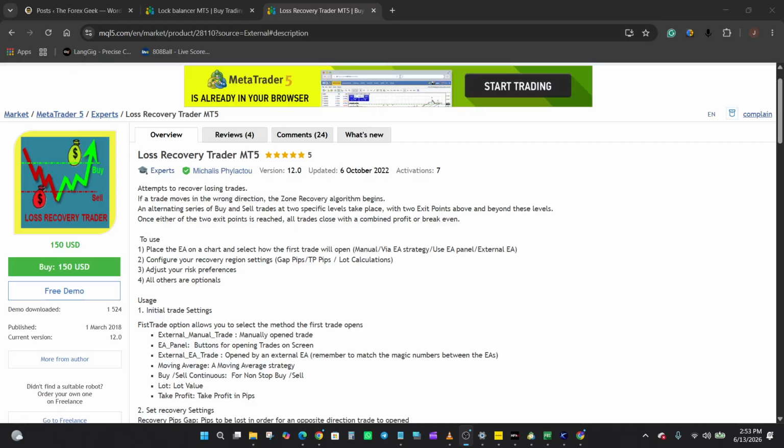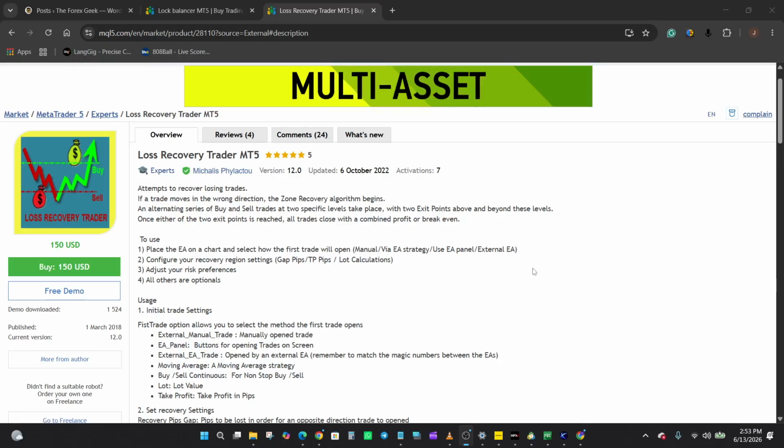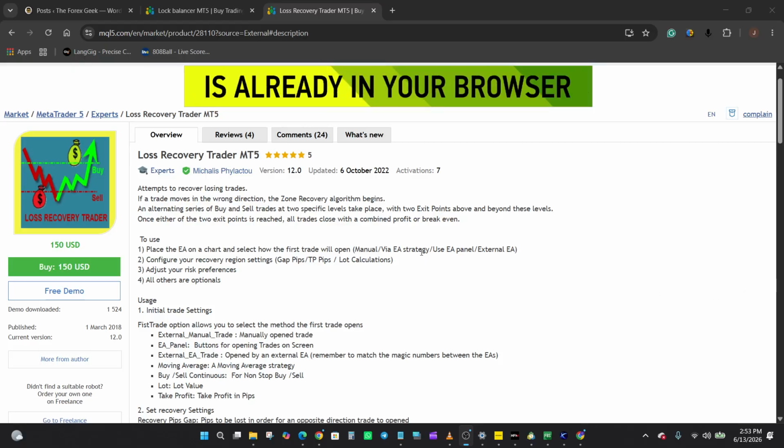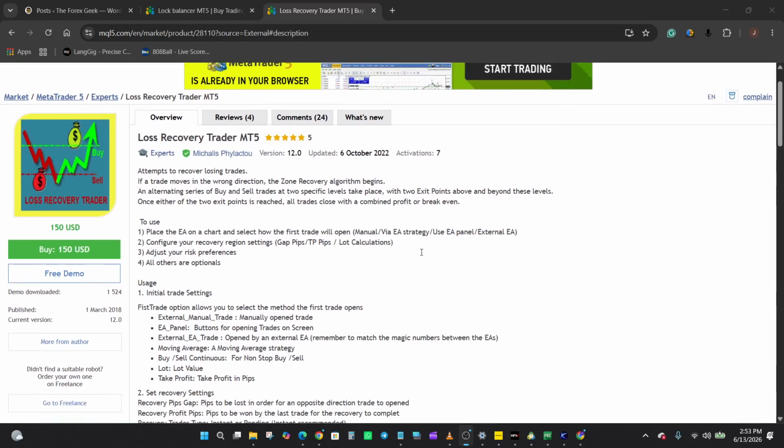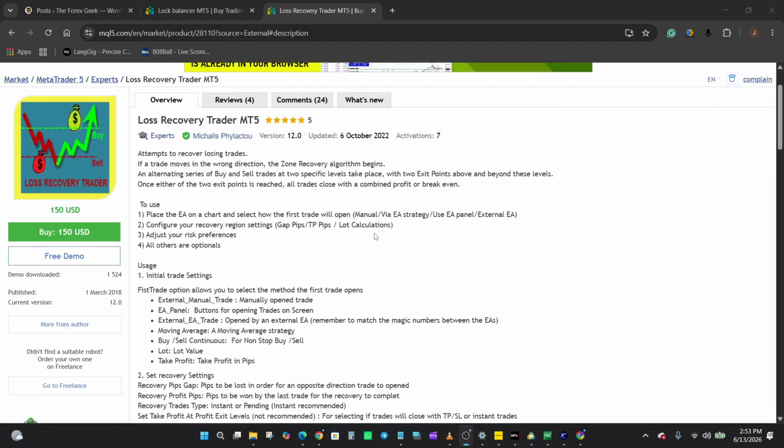The main purpose of this EA is clearly explained in the description. It is designed to attempt recovery of losing trades using a zone recovery approach. According to the developer, when a trade moves in the wrong direction, the EA begins a recovery sequence using alternating buy and sell positions at predefined levels. The goal is to eventually reach one of two exit points where all positions can be closed together at either a combined profit or break-even result.